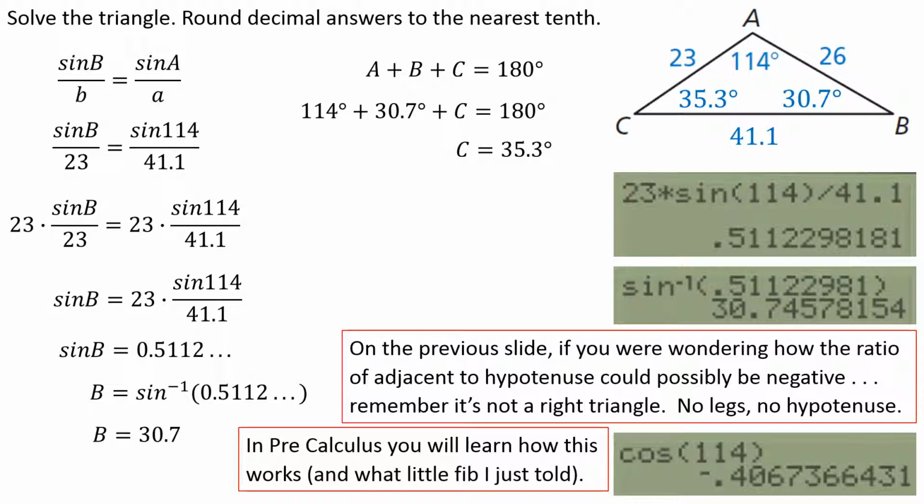Right? On a right triangle, we never have an angle larger than 90 degrees. So the adjacent side is also a positive number. The hypotenuse is also a positive number. Adjacent over hypotenuse is always going to be a positive number. Right? But we're not working with a right triangle. We don't have a leg. We don't have a hypotenuse.